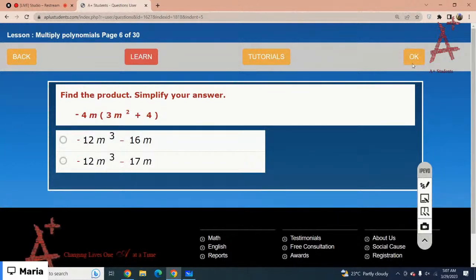Okay, the next one is find the product, simplify your answer. So you have to multiply negative 4m to everything that is inside the bracket. Got it? So 4 times 3 is 12, it would be negative 12m cube, and 4 times 4 is 16, negative 16m. So it would be negative 12m cube minus 16m.